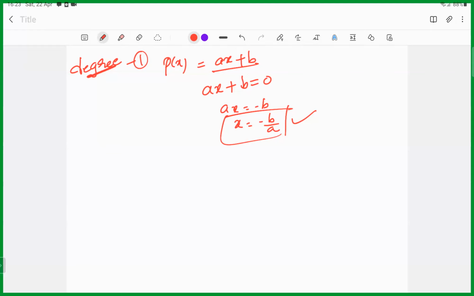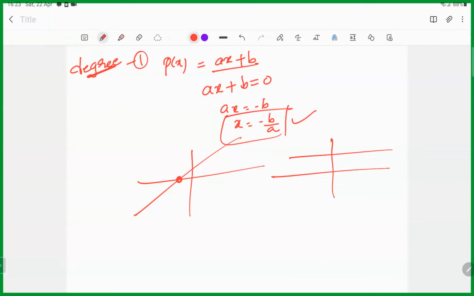So for degree one, at max, how many zeros will be there? One zero. So let's say this is the case. How many zeros? One zero. Yeah. Let's say this is the curve. So here no zeros. Here one zero. Clear? Yes, sir. So this is nothing but minus b by a.